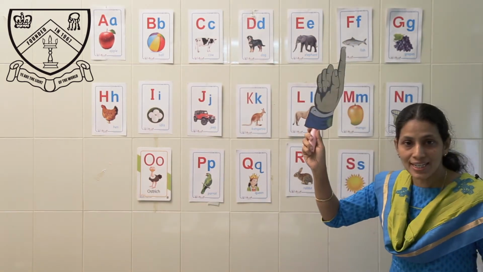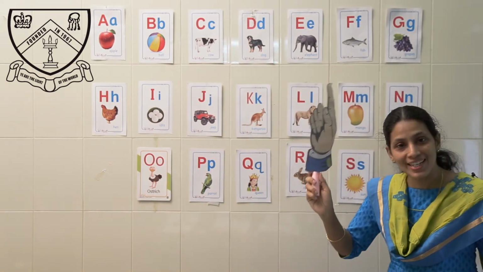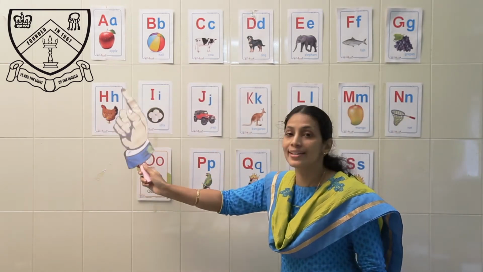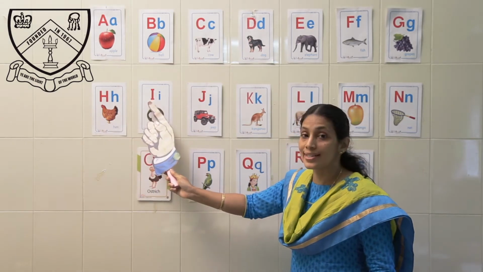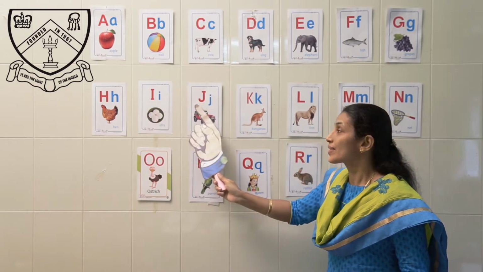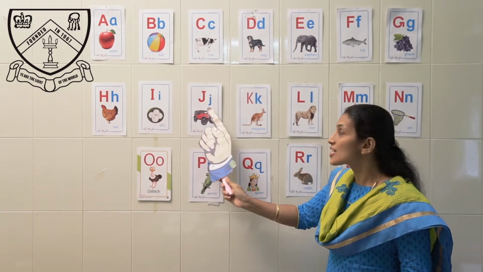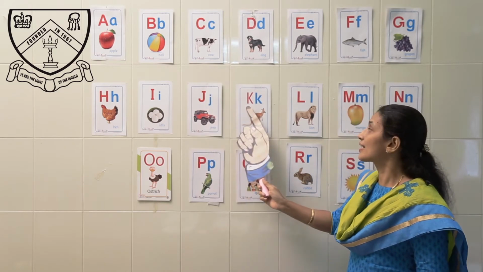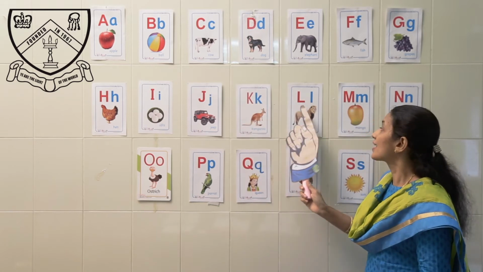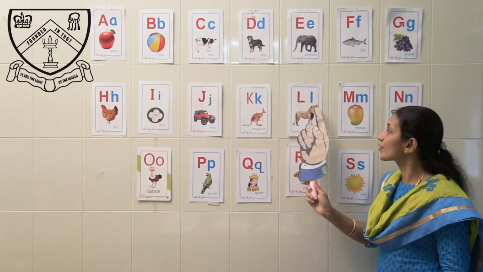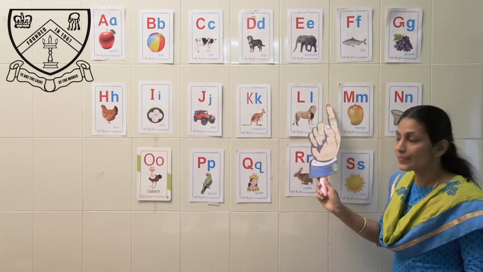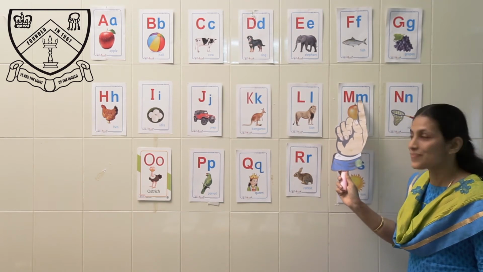Capital letter G, small letter G. Capital letter H, small letter H. Capital letter I, small letter I. Capital letter J, small letter J. Capital letter K, small letter K. Capital letter L, small letter L. Capital letter M, small letter M.